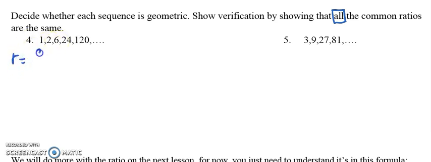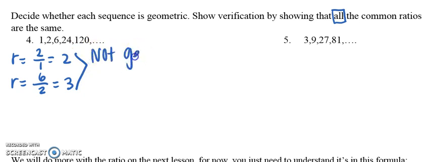So the first ratio would be 2 divided by its previous number, which is 1. We get 2. All right, so now we're going to take care of the 6 and the 2. So it would be 6 divided by its previous number, which is 2, and we get a 3. Uh-oh, sound the alarms. These are already different. They need to all be the same to be geometric. These are not the same, so it is not geometric. So that's what you say.